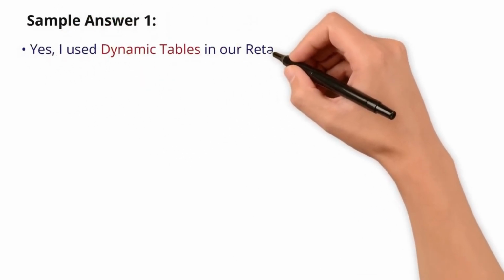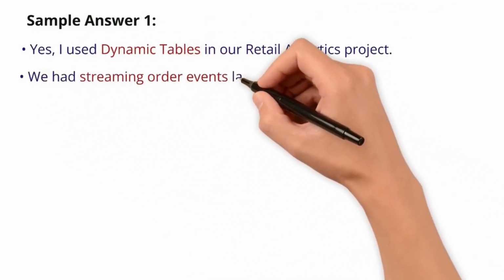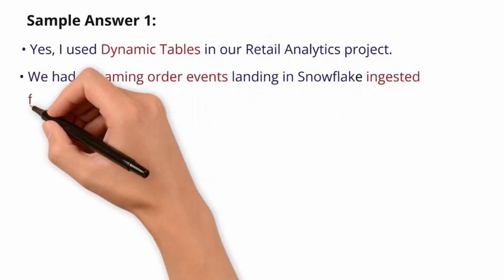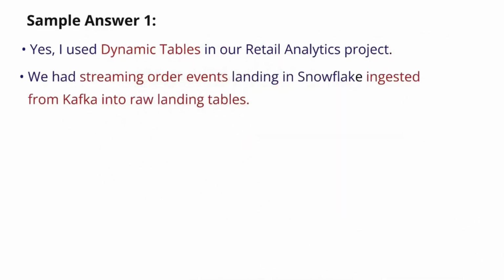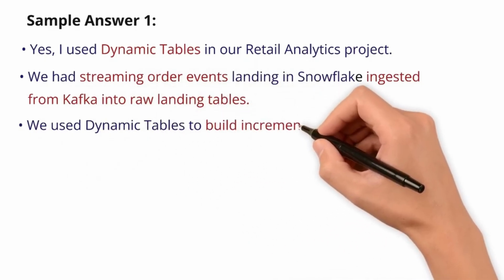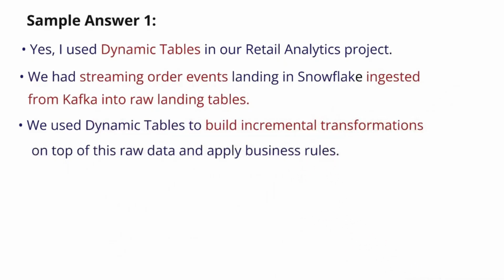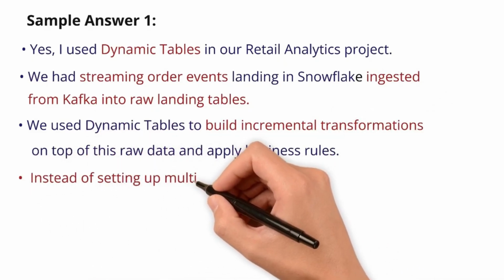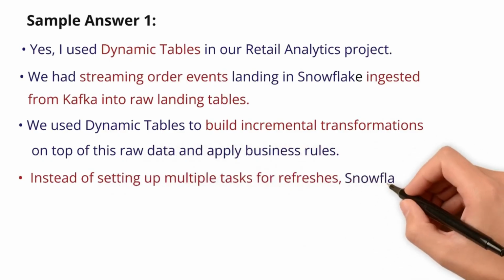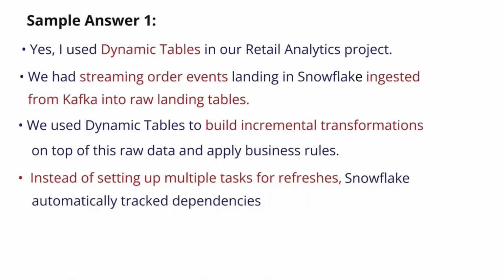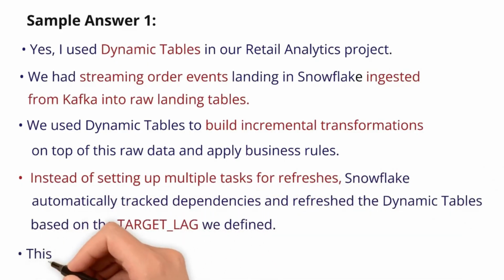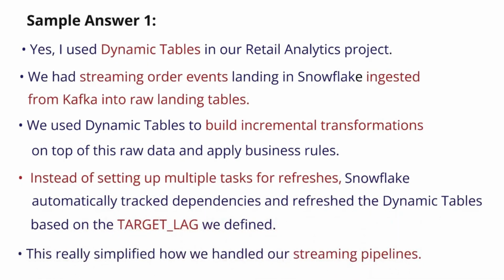Answer 1. Yes, I used dynamic tables in our retail analytics project. We had streaming order events landing in Snowflake, ingested from Kafka into raw landing tables. We used dynamic tables to build incremental transformations on top of this raw data and apply business rules. Instead of setting up multiple tasks for refreshes, Snowflake automatically tracked dependencies and refreshed the dynamic tables based on the target lag we defined. This really simplified how we handled our streaming pipelines.